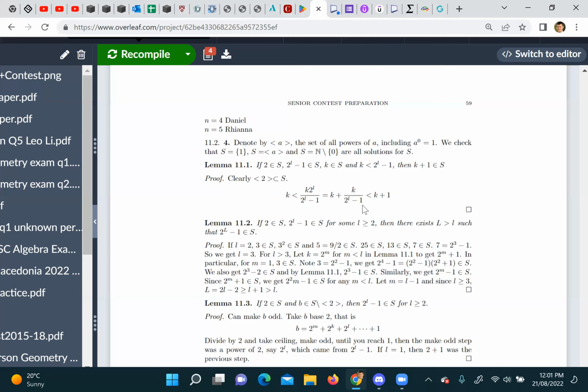Is this the end of the proof? I haven't proved that 3 was in it yet. These are lemmas. Wait, no. I think lemma 11.3 finishes it.